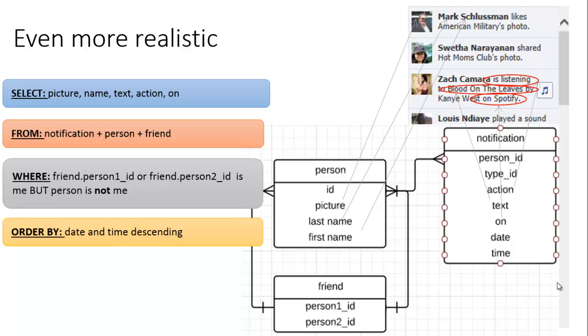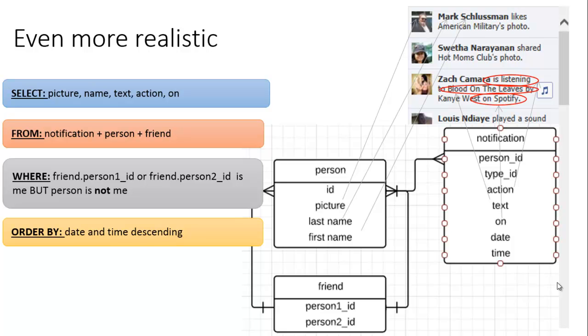So to review, all queries have these 4 words: select, from, where, and order by. Select tells what columns do I want from the database. You can see here that we need the picture, the last name and first name from the person table. We need the type, we need the action, we need the text, and we need on from the notification table.